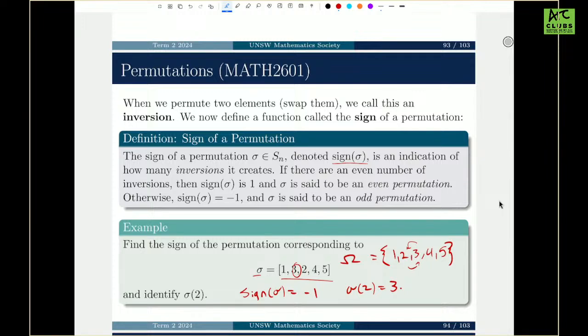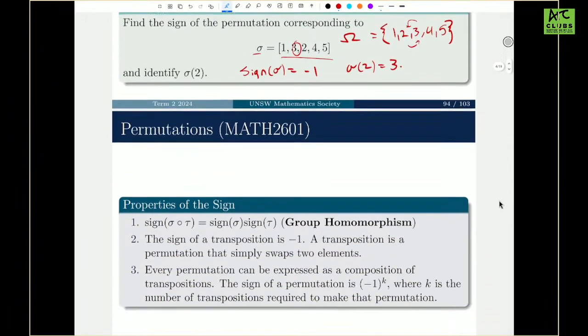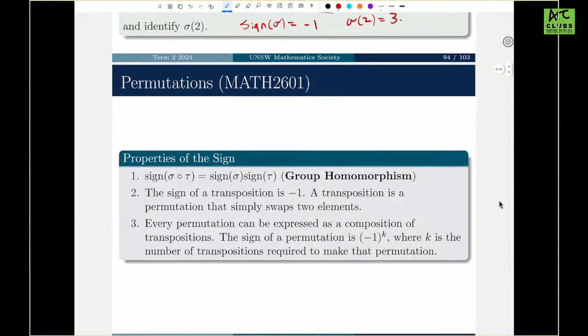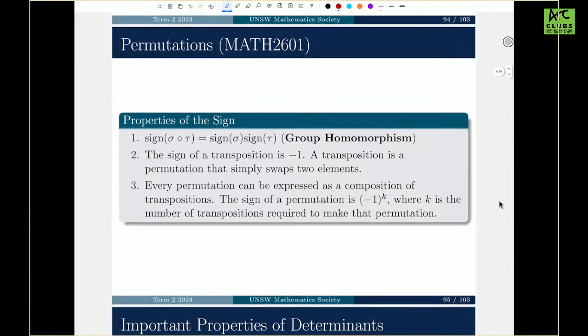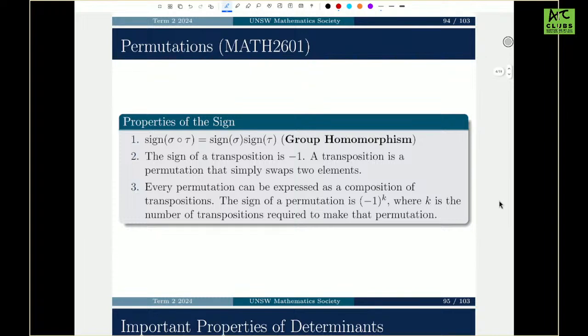So we don't need to know the permutation group theory. We don't need to know this stuff in great depth. But hopefully we can sit here and appreciate it for what it is. So, properties of the sign. If you take the sign of the composition of two permutations, sigma and tau, it's the sign of sigma times the sign of tau. So this is a group homomorphism.